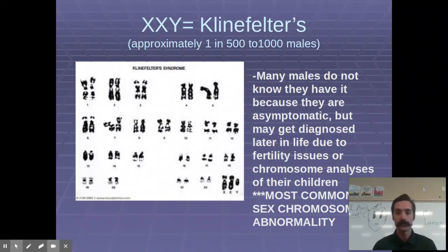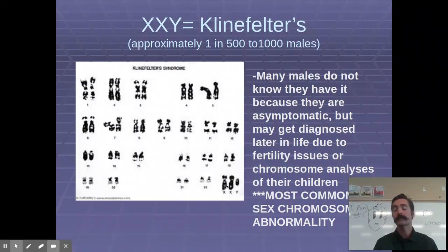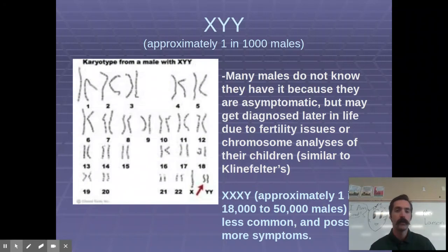Now, next is Klinefelter's. So this is a more common genetic disorder. This is the most common sex chromosome disorder that happens. So basically, you can see here at the karyotype down below, when you're looking at the sex chromosomes, they have two X chromosomes, and then one Y. So that is what causes Klinefelter's.